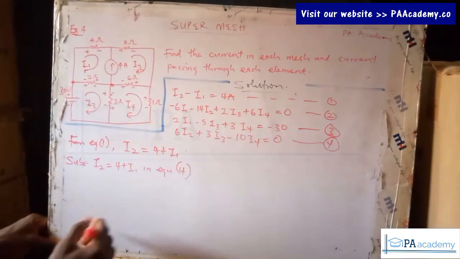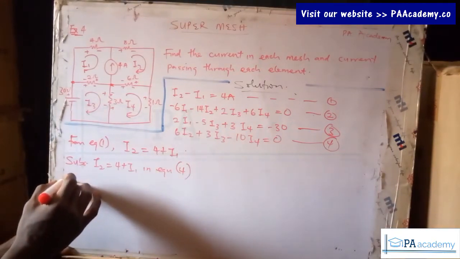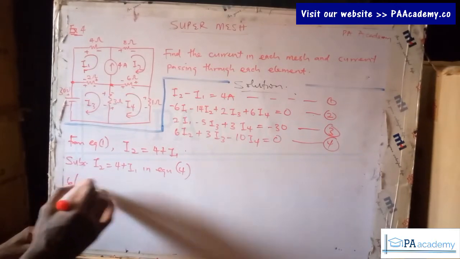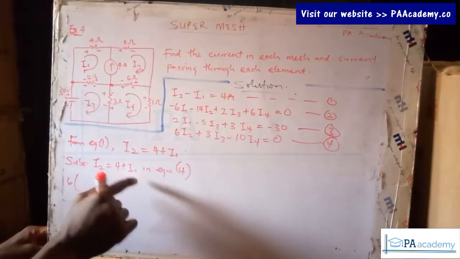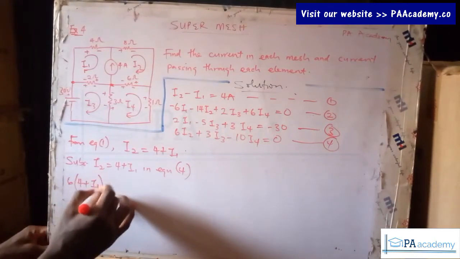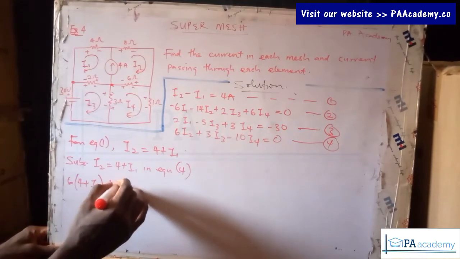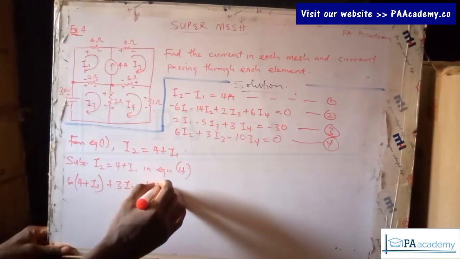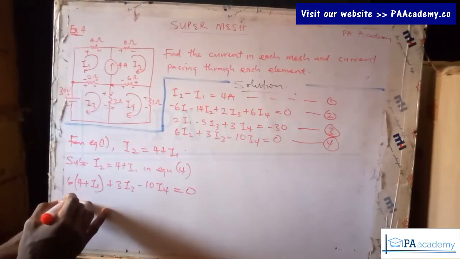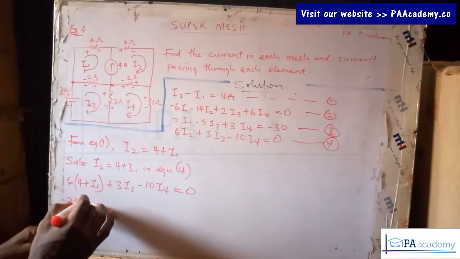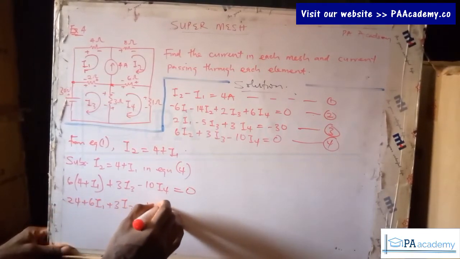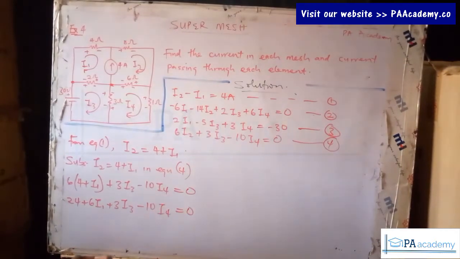Alright, so that will be 6 into bracket. So I2 here, we are going to replace it with 4 plus I1. Substituting 4 plus I1 is just a way to simplify the different equations. Then plus 3I3 minus 10I4 equals 0. So this will give us 24 plus 6I1 plus 3I3 minus 10I4 equals 0.